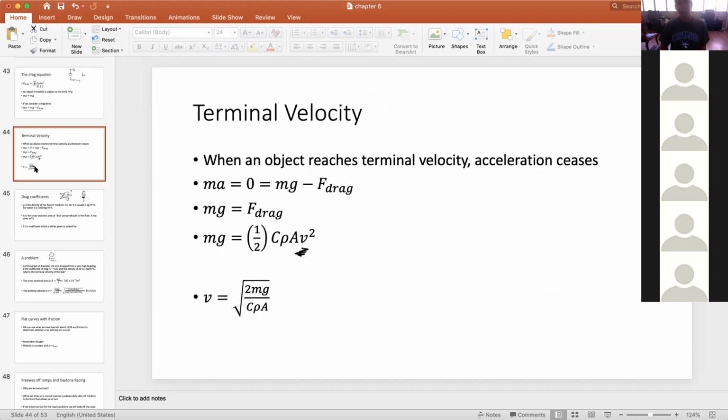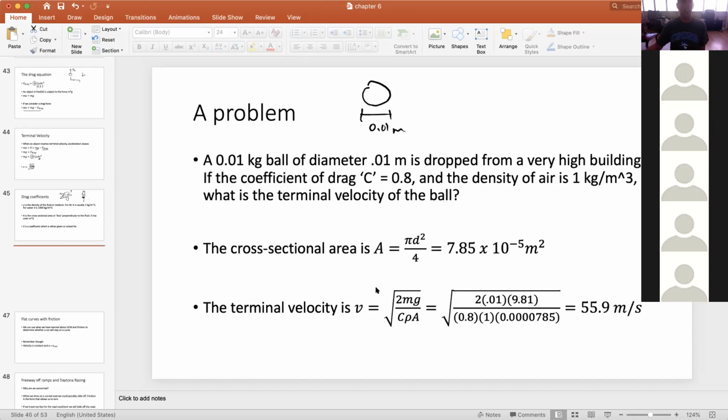Going back to here, we know that if it's at terminal velocity, the weight and the force of drag are equal, and there's no acceleration acting on it. Solving that for v and plugging in the various constants here, the mass is 0.01 kilograms, 9.81 meters per second squared for the acceleration of gravity. C was given, density of air, cross-sectional area. That's where things get a little tricky.